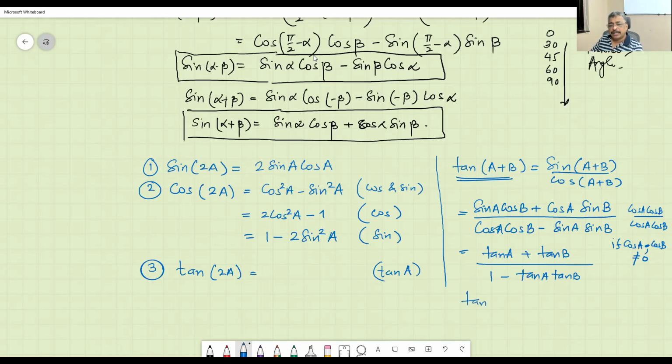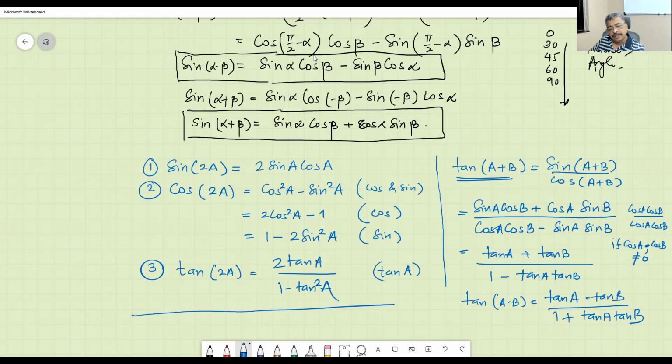Similarly, you can find tan(A minus B), and it will come as tan A minus tan B upon 1 plus tan A tan B. And therefore, if you put A and B the same in both places, you will get 2 tan A upon 1 minus tan square A. These are the first basic formulae.